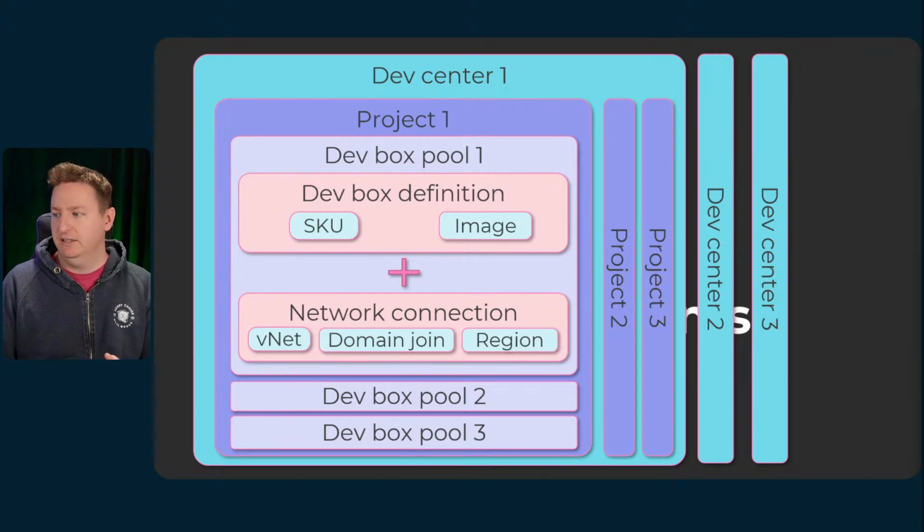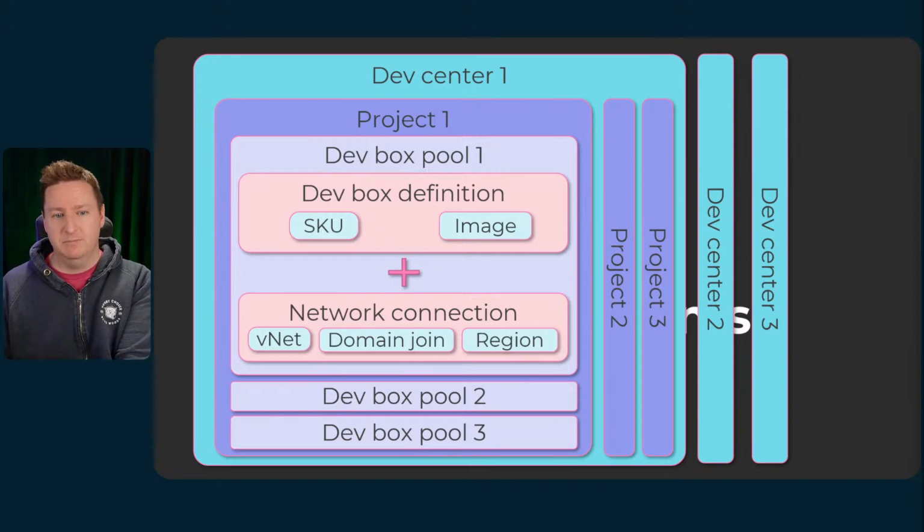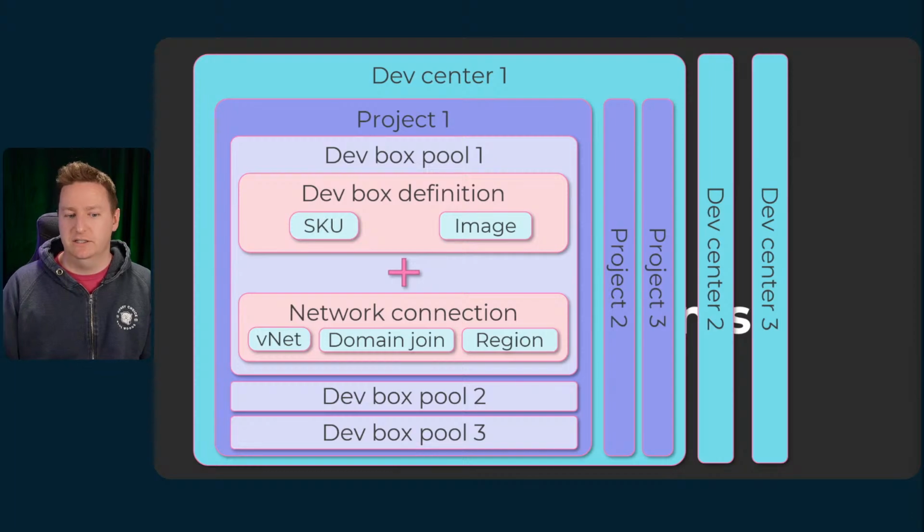But the dev box definitions and network connections are not something that the project managers or team leads create. The dev box definitions are created by the IT admin and are actually per dev center. So they are basically contained in the dev center, but can then be attached to or added to a project. The network connections, however, are global, so they can be used across multiple dev centers if you want to. And so this is how all these parts fit together to make the dev box service.